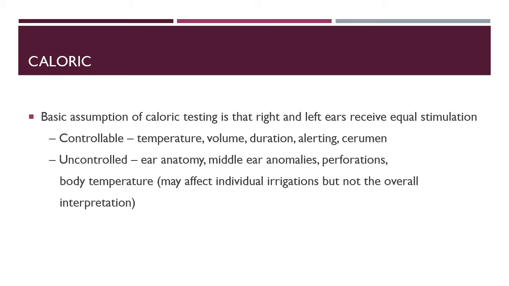In this test, the basic assumption that the right and left ear receive equal stimulation must be taken into account. So we must try to make sure that the stimulus presented has equal temperature, volume and duration by using the irrigator, so we can set all the parameters on the irrigator. And we must pay attention to the patient's alertness during the test, and also we must perform the otoscopy examination to see any affected wax before we proceed with the test. That way we can control before we do the test.